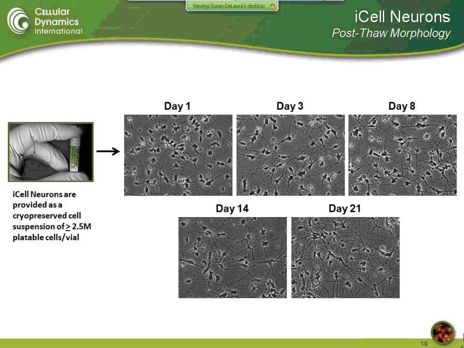You actually start seeing the growth of the neurites at around 4 hours after it's thawed, that you can already start seeing them. And as the days go on, you see that the neurite complex becomes more and more dense.